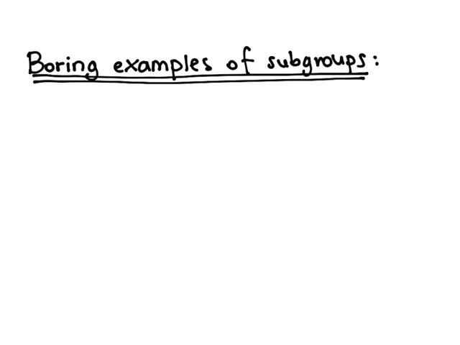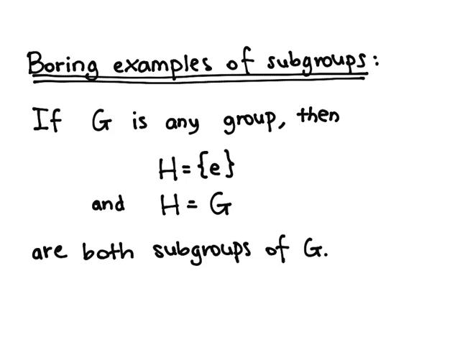The last thing I want to say for this video is that there are two kind of boring examples of subgroups. Two answers that you could always give to the question, hey, here's a group, can you find a subgroup inside of that? And that's that if G is any group, you could let H be the set that only contains the identity. That's a subset of G. Or you could let H be all of G, which is a subset of itself. And you can check if you're interested that those are both examples of subgroups of G because they're both subsets that are technically groups under the same operation as the operation of G.